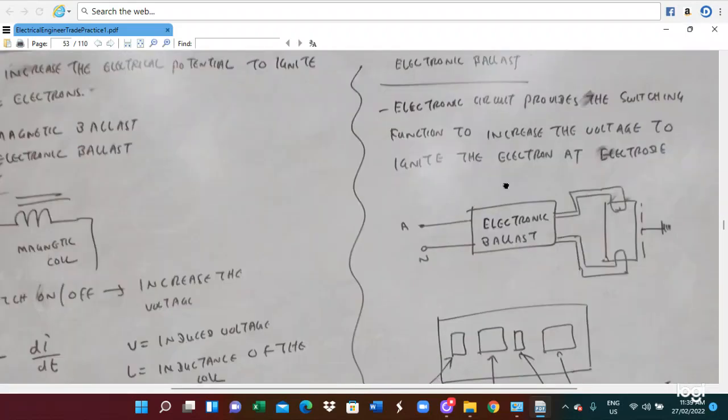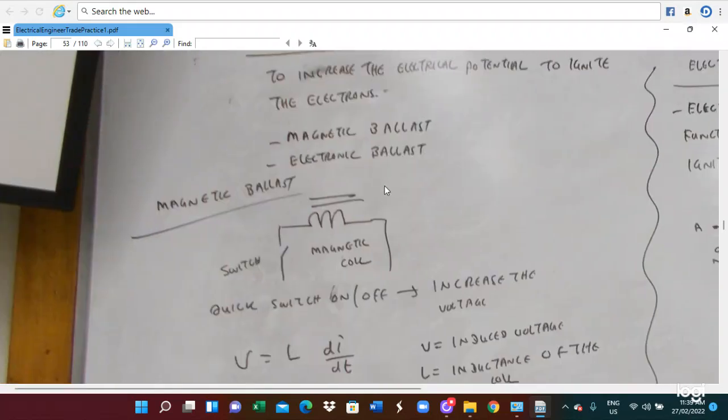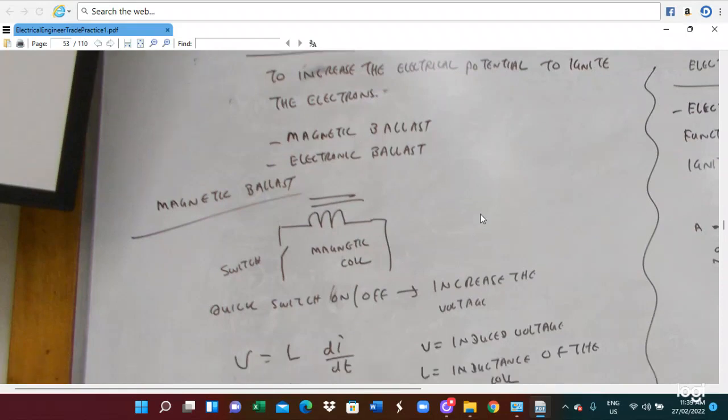And the other thing is ballast. Ballast is what increases the electrical potential of the electronic equipment. So that includes the magnetic and electronic ballast. So this is the magnetic ballast.